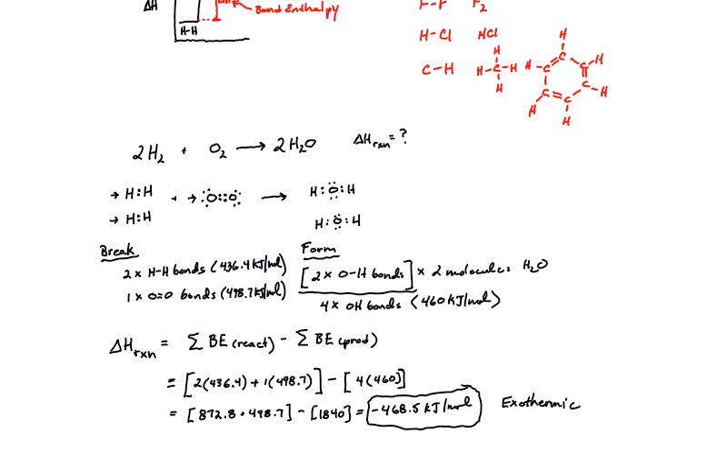The number for this answer actually makes a lot of sense if you've ever done this reaction before. If you take hydrogen and oxygen and you spark them with a flame, you do make water, but you also make fire. So this is definitely an exothermic process, so it's nice to see that the calculation matches up with the experimental observations.